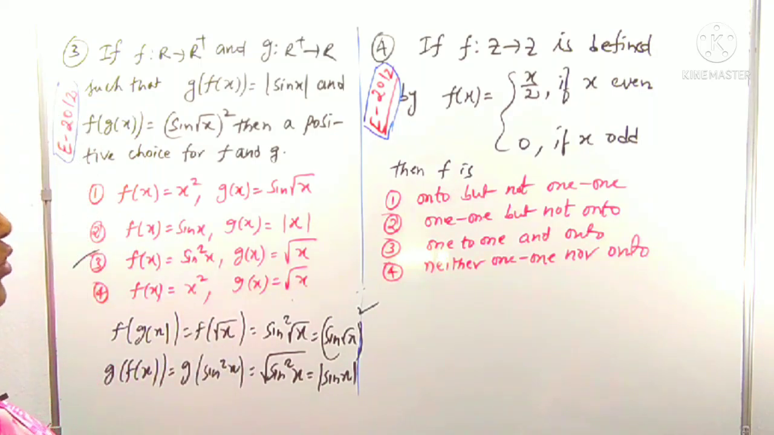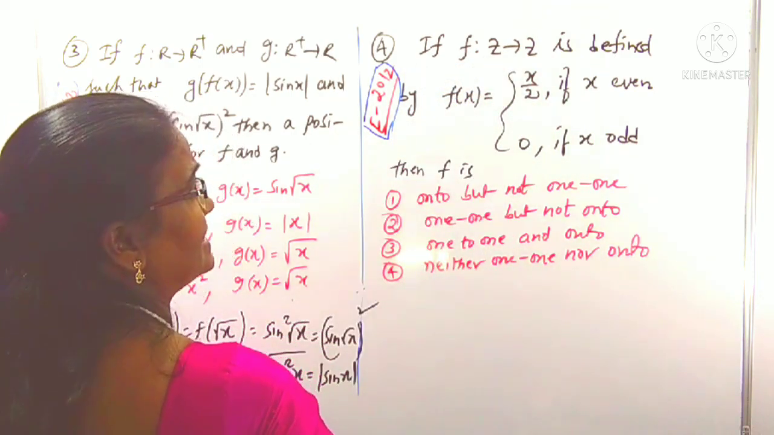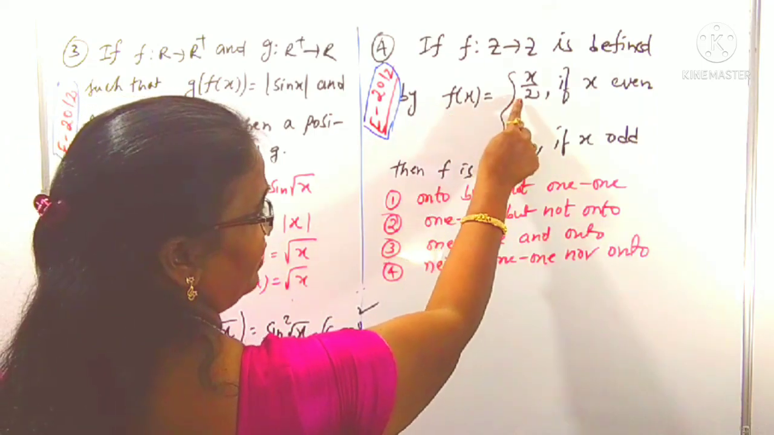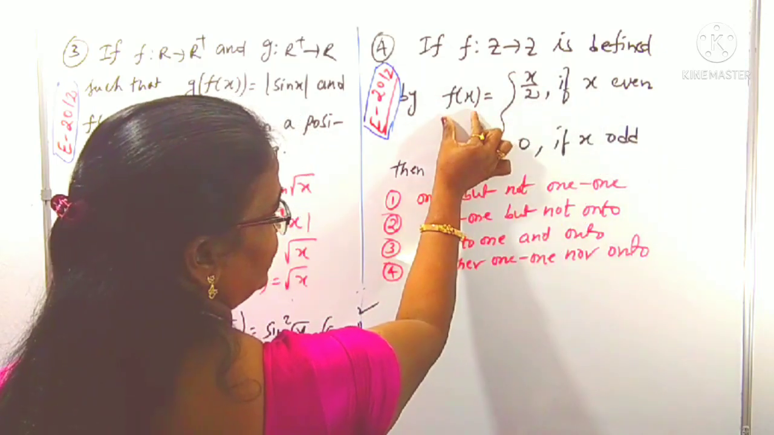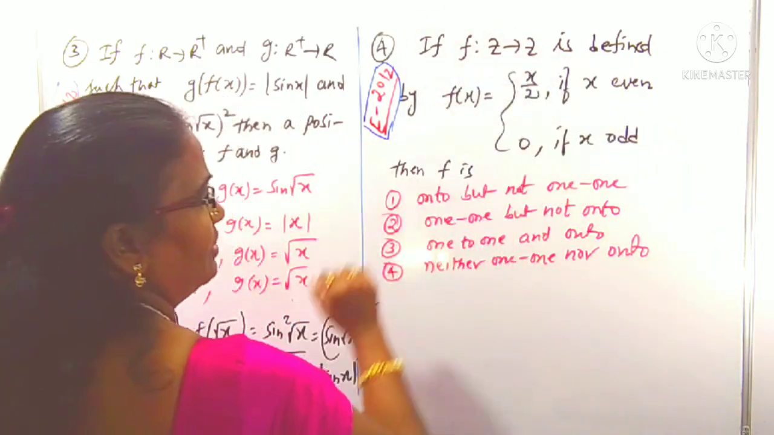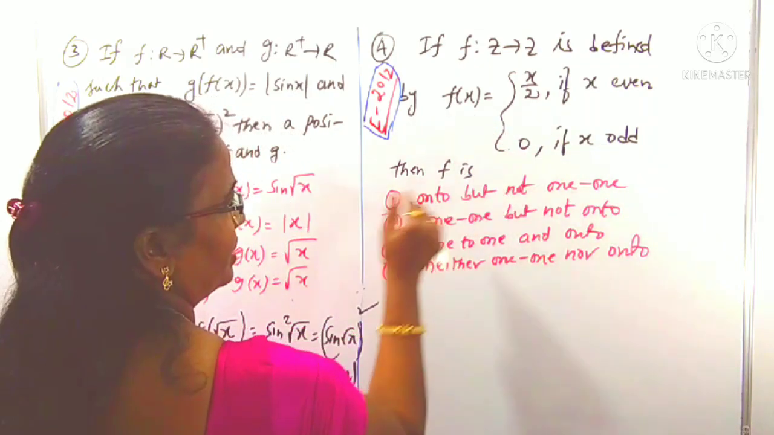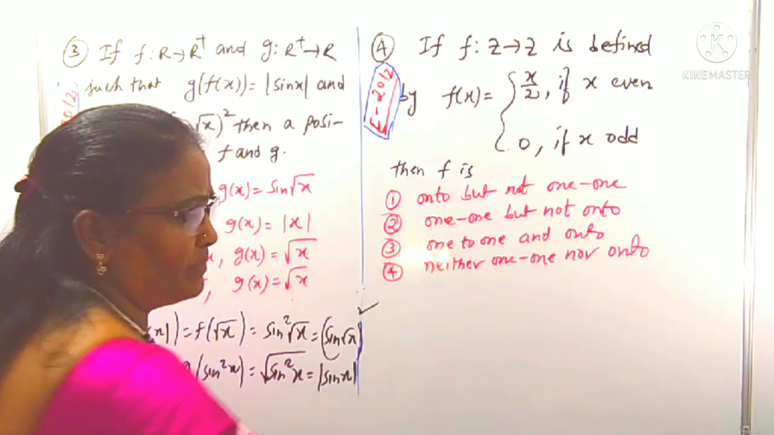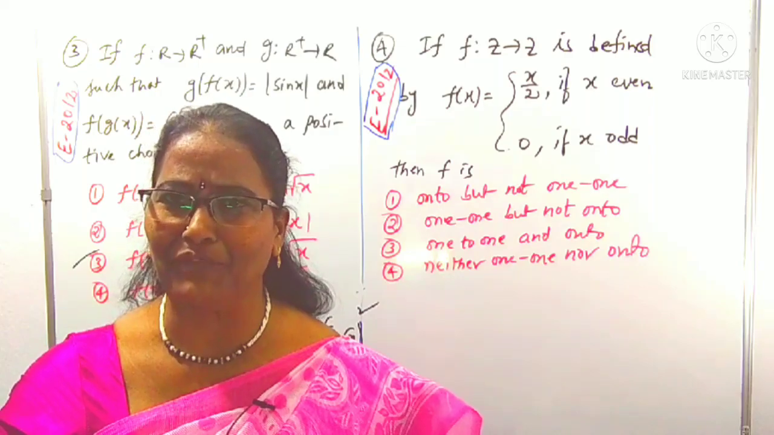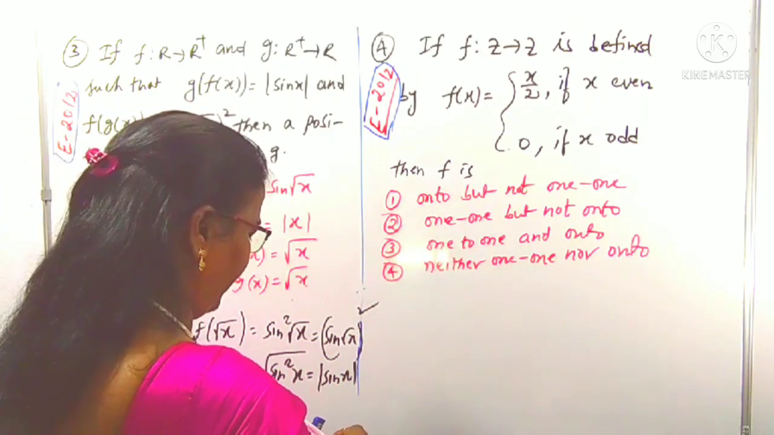This model I also did in previous videos. So what is given clearly? If f from Z to Z, where Z is clearly the integers, is defined as f of x equal to x by 2 if x is even, for all even values we can choose f of x as x by 2. For all odd numbers we can choose f of x as 0. Now we have to think about whether f is onto but not 1 1, or 1 1 but not onto, which means we have to check the type of the function.